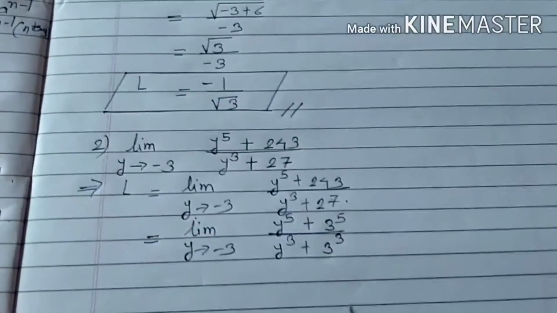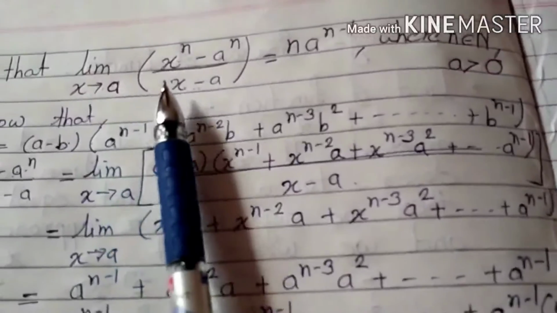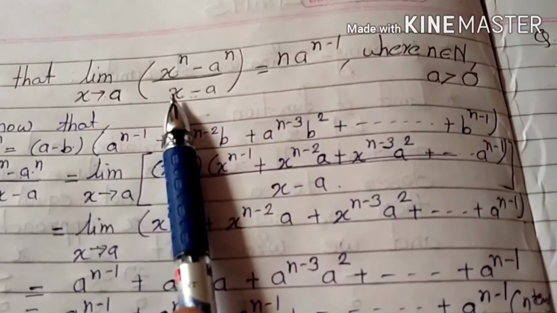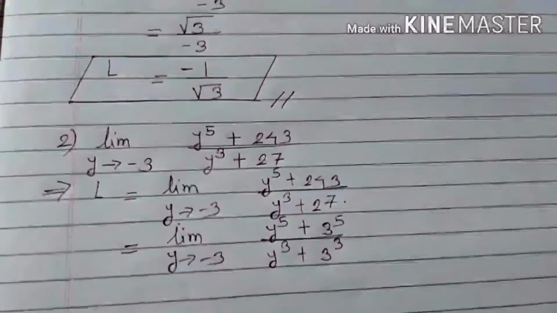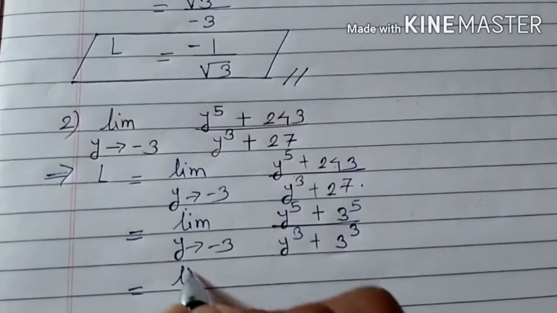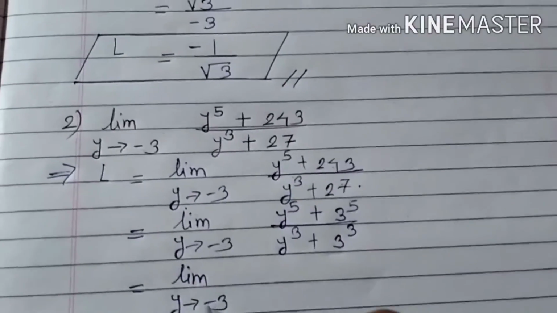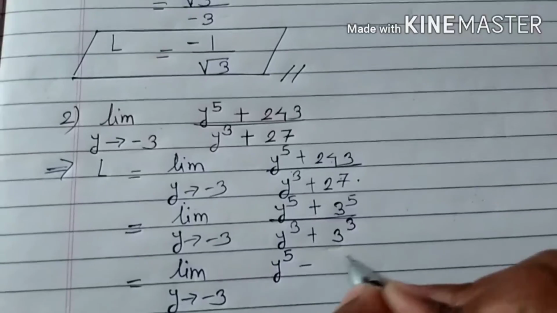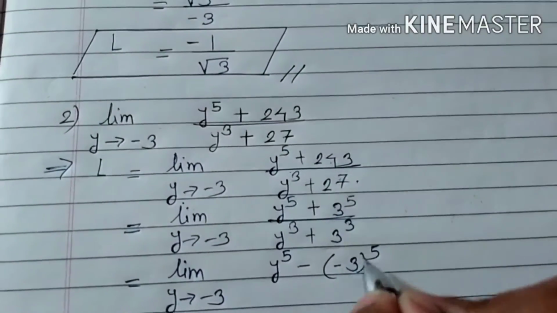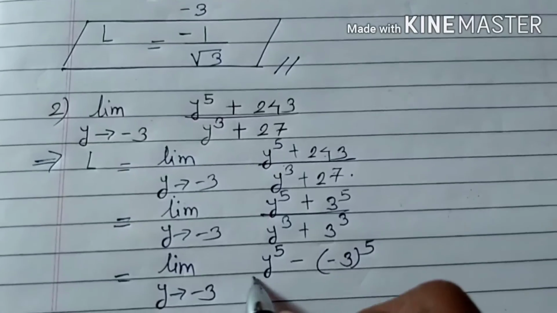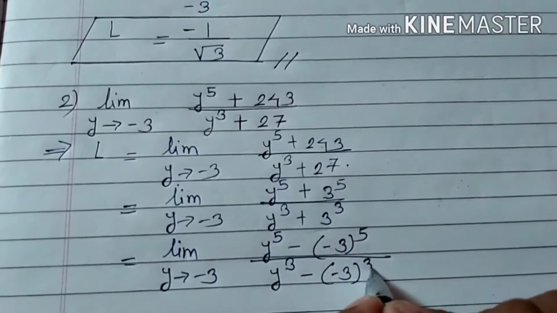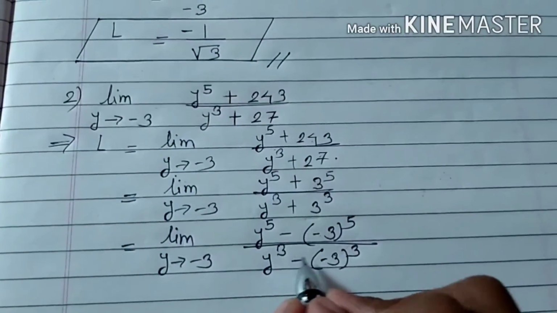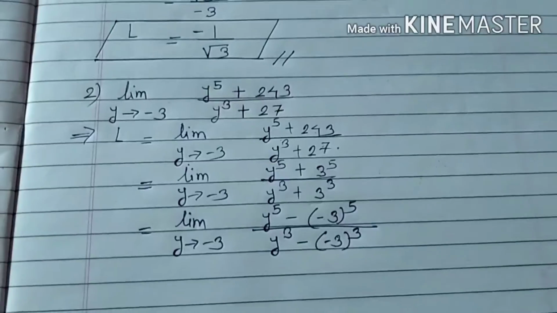Okay. So according to our formula, it is like that: the limit as x tends to a of x raised to n minus a raised to n upon x minus a. That means there we want a minus sign. So here adjust the minus sign like that. The limit as y tends to minus 3 of y raised to 5 minus 3 raised to 5. We know that minus 3 raised to 5 is minus, and this minus will become plus. Here also y cube minus 3 cube. Okay, minus 3 cube is minus and this minus will become plus.